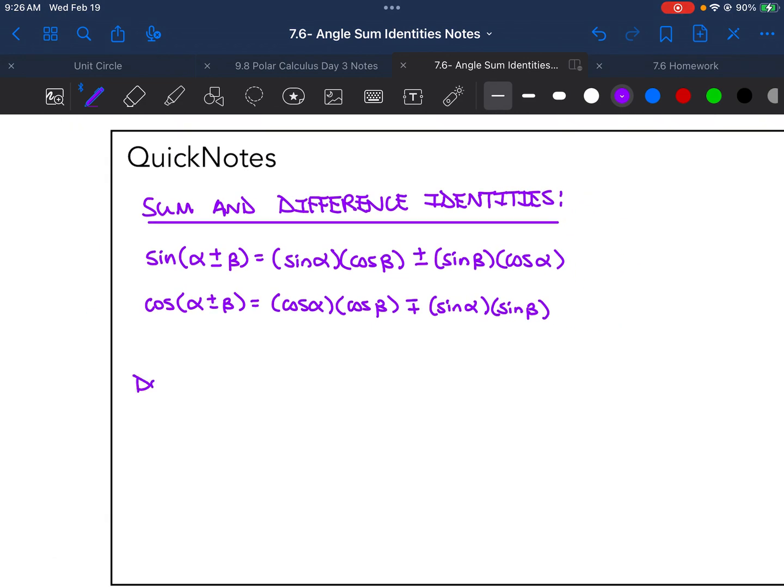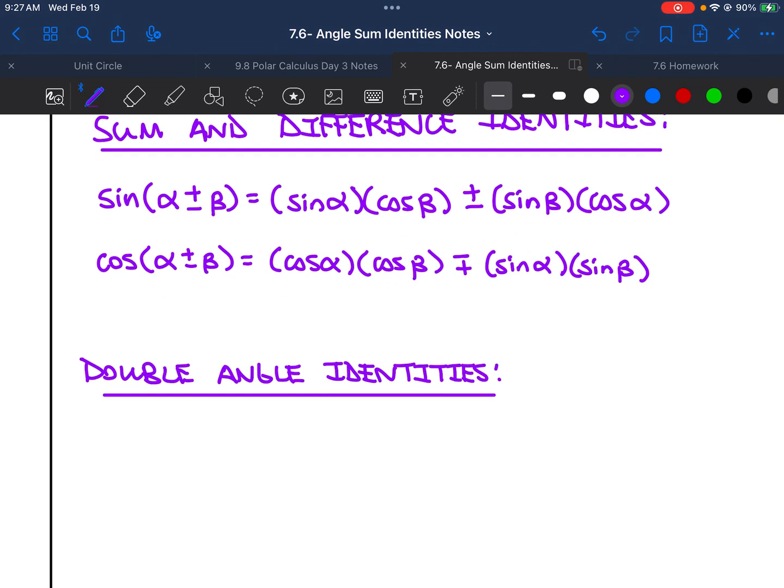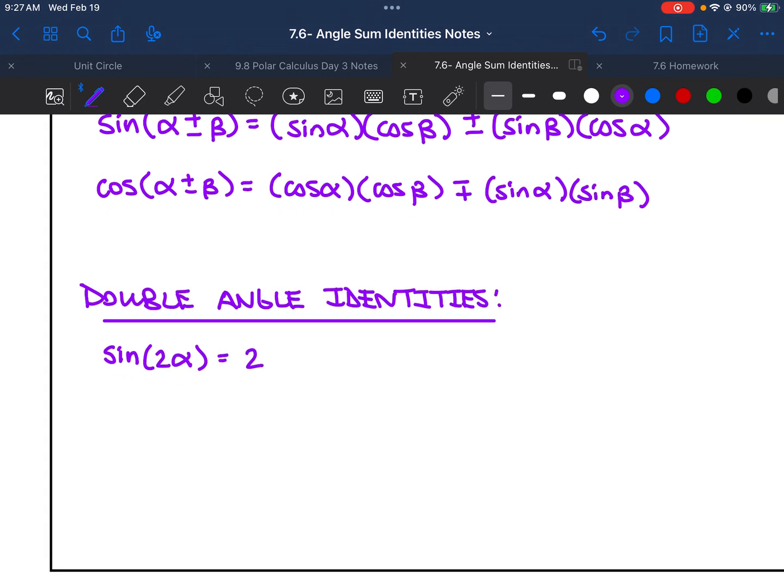We also have what are called the double angle identities. Right? So the double angle identities, here's how these work. First one we're going to look at is sine. If I wanted to calculate the sine of 2 times an angle alpha, it would be 2 times the sine of alpha times the cosine of alpha.